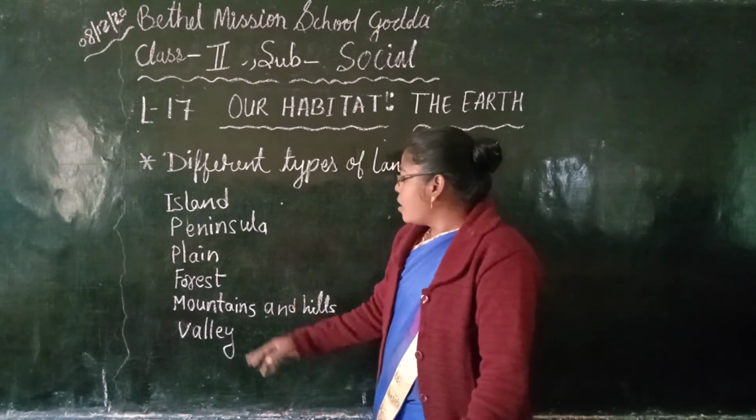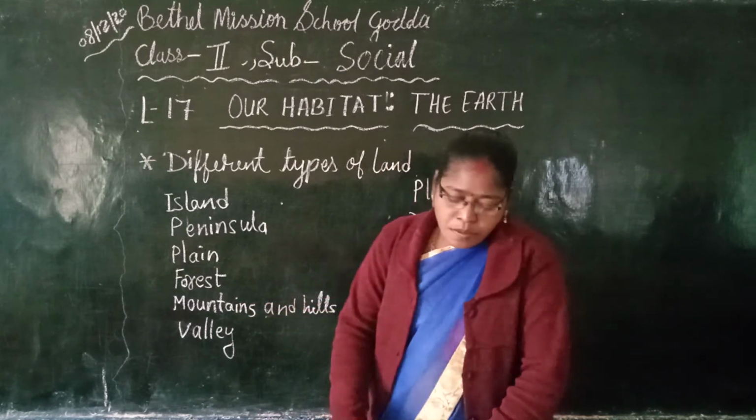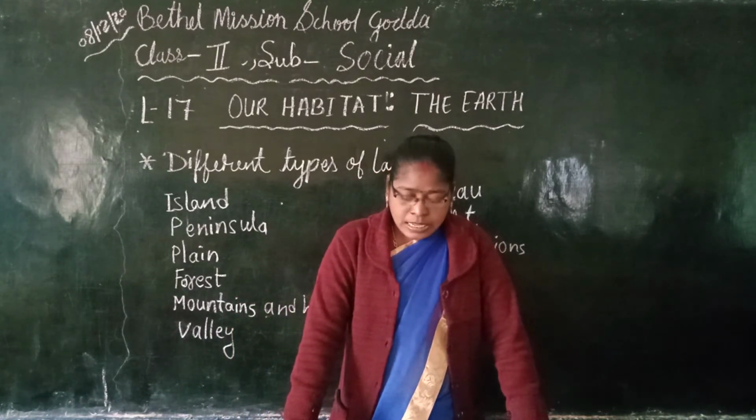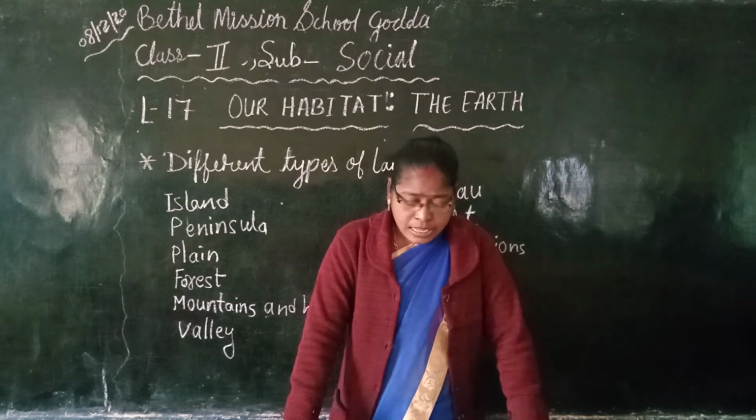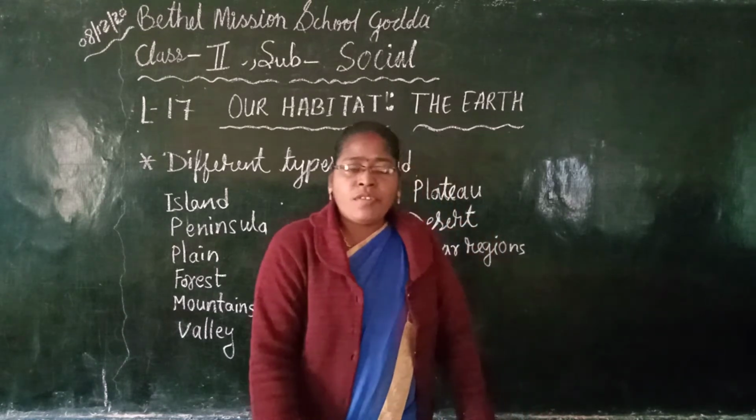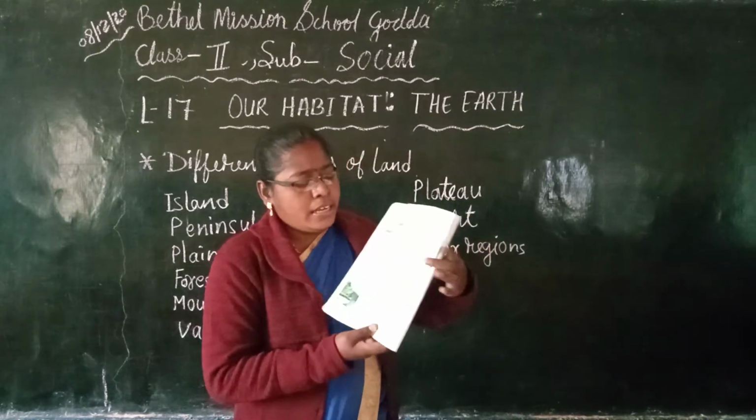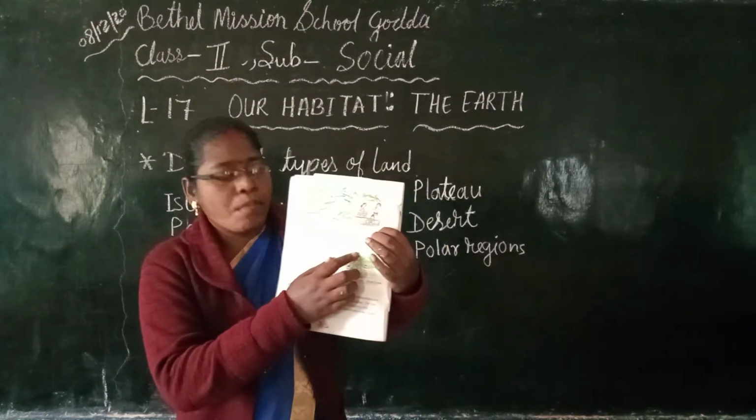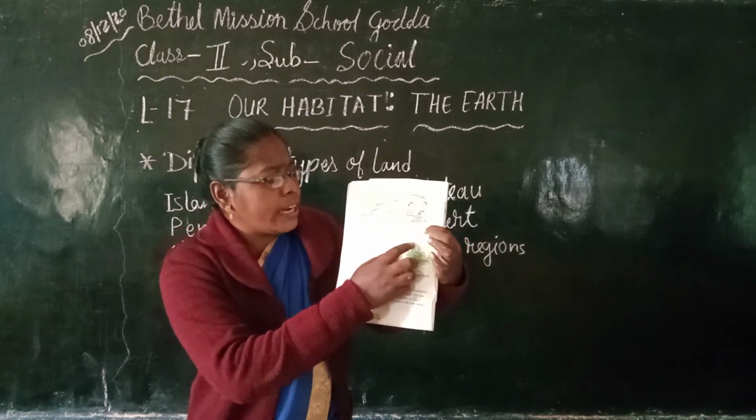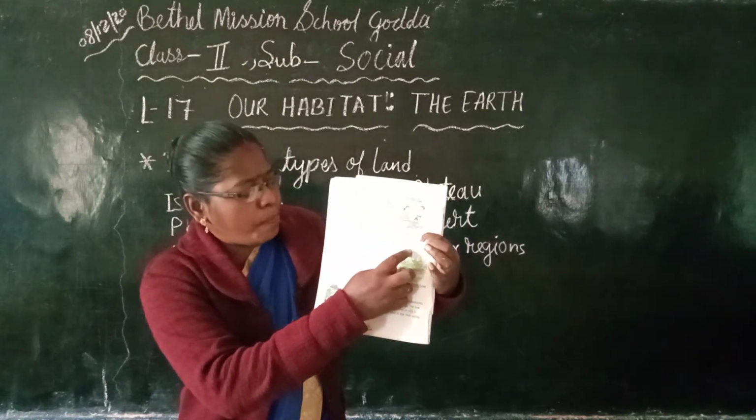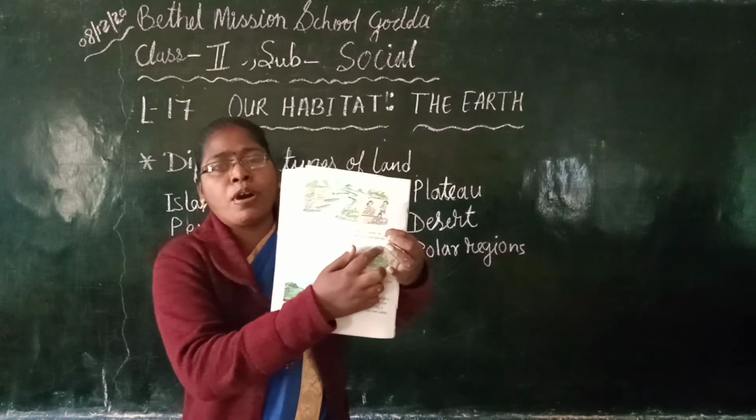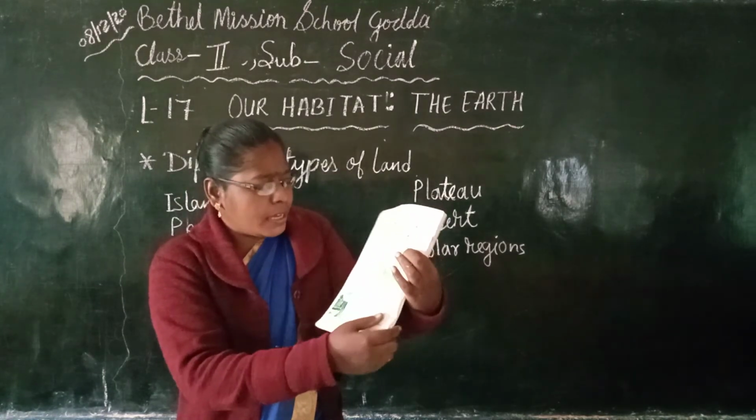Now next is mountains and hills. In some areas the land is higher than that of the plains. Very high hills are called mountains. Here, can you see? Very high hills are called mountains, and this is the pointed top. The pointed top of a mountain is called a peak.